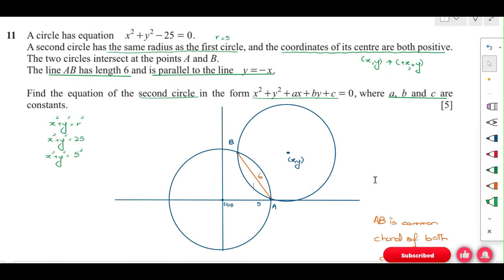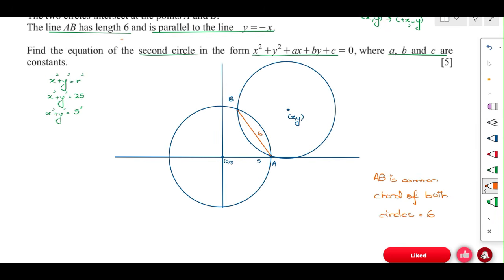Right, so what information have we been given? The length of AB is 6 and it is parallel to the line y equals minus x. So which is the line y equals minus x? This is the line y equals minus x. So this line and this line, they two are parallel. Let me draw the exact one, the parallel ones.